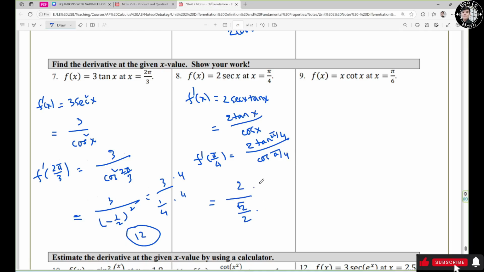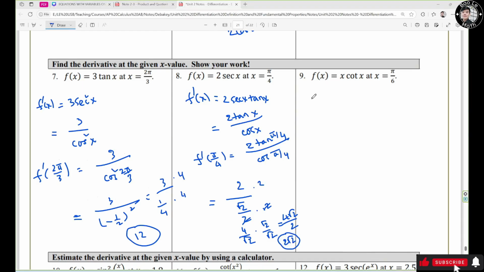Now multiply the top and bottom by 2. So the 2s cancel out. So it could be 4 over root 2. Now multiply the top and bottom by root 2. So the answer should be 4 root 2 over 2. Or divide the top and bottom by 2. So it could be 2 root 2 is the final answer.